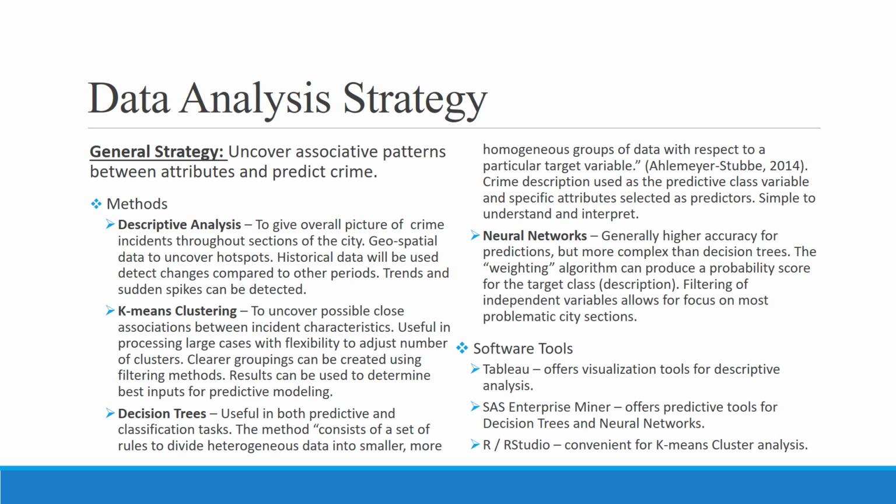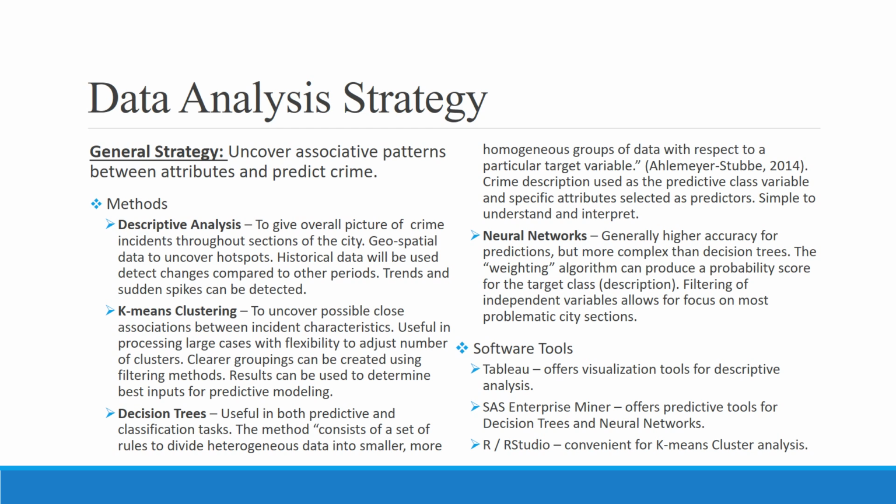The next method is k-means clustering for the modeling portion of the analysis, and this will be used to uncover possible close associations between incident characteristics. This is useful for processing large cases and with the flexibility to adjust the number of clusters, which is the k value. The clearer groupings can be created using filtering methods, and the results can be used to determine the best inputs for the next step, which is predictive modeling.